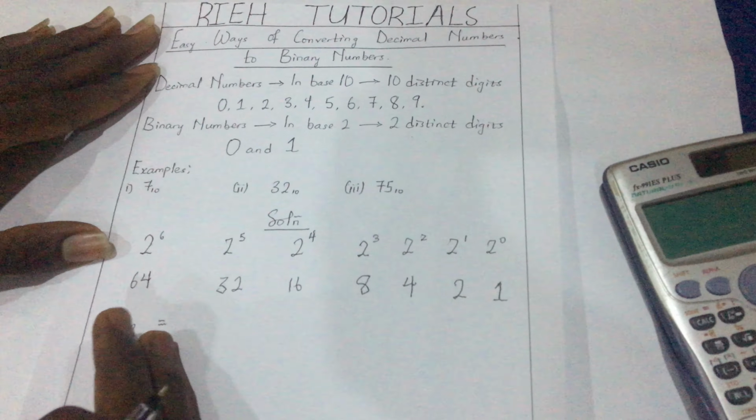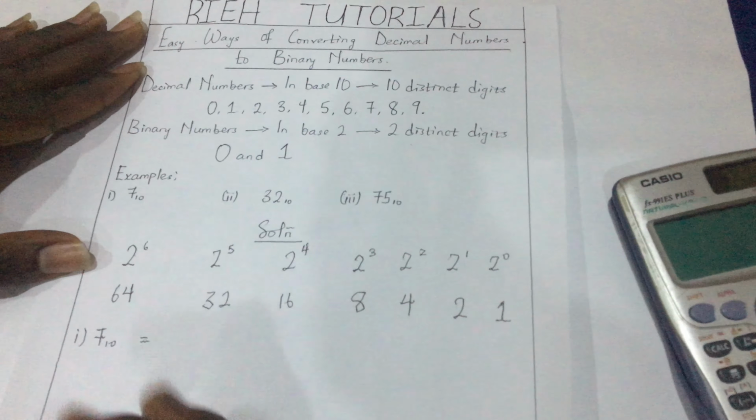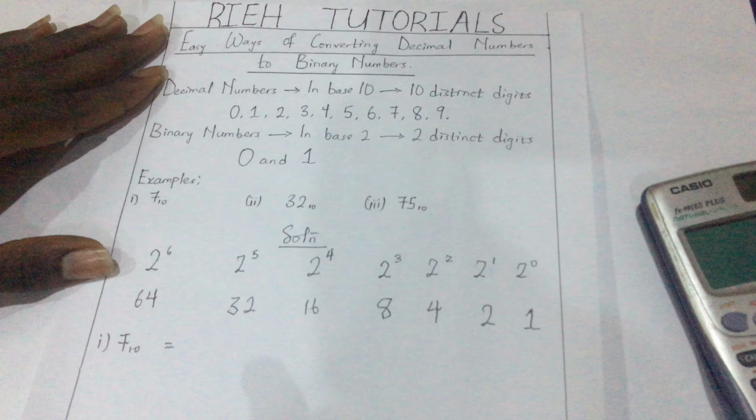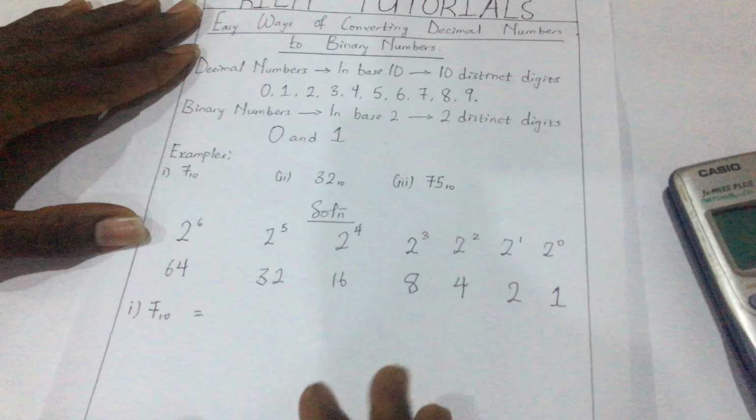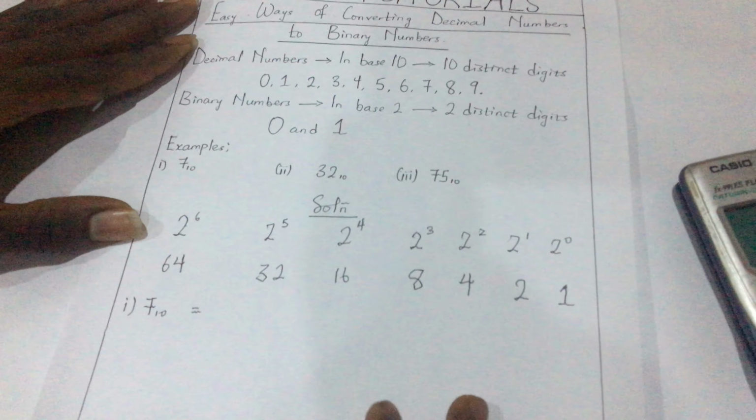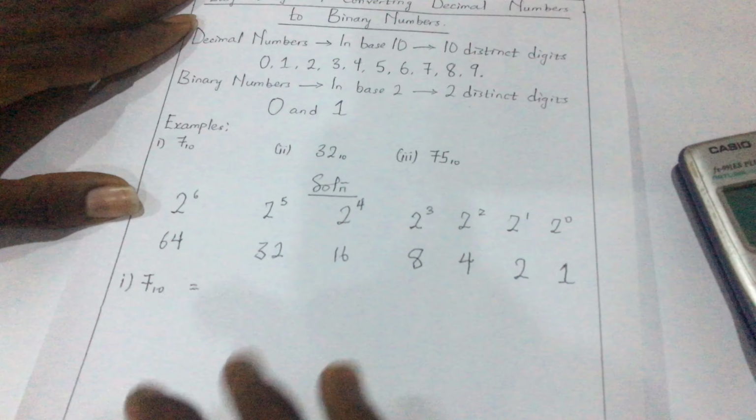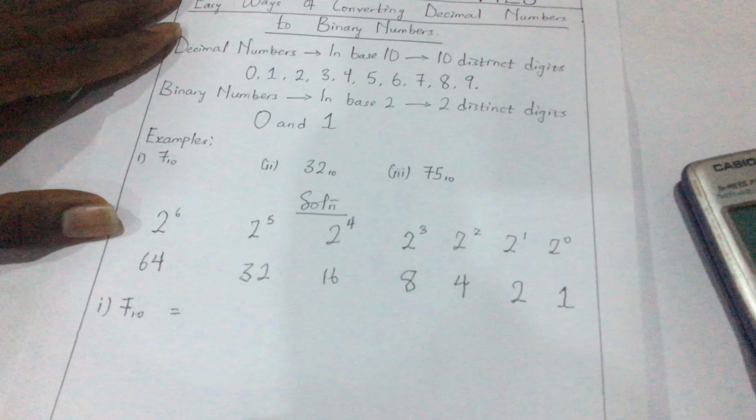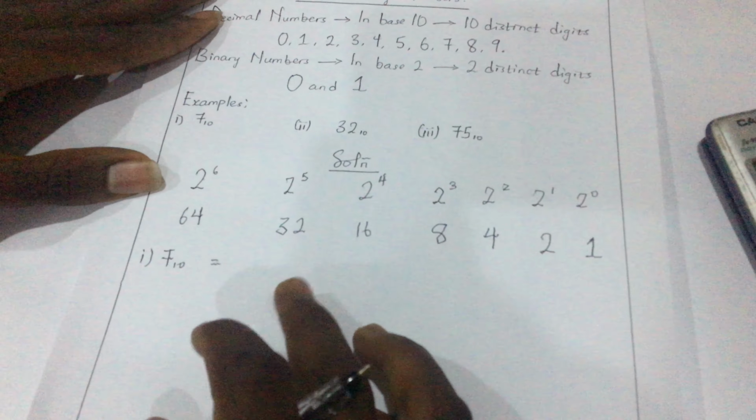The tip is: the first number from the left hand side would always be 1. And the last number on the right hand side can either be 0 or 1, depending on whether the number you're converting is an odd number or an even number. If it is an even number, it will be 0, and if it is an odd number, it will be 1.